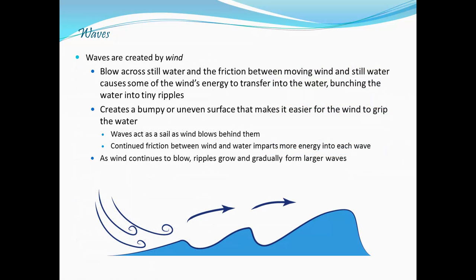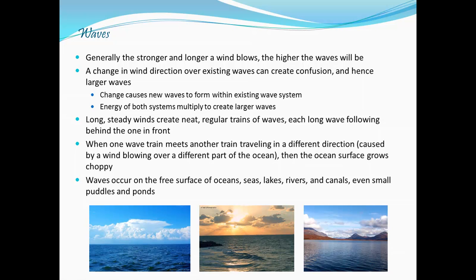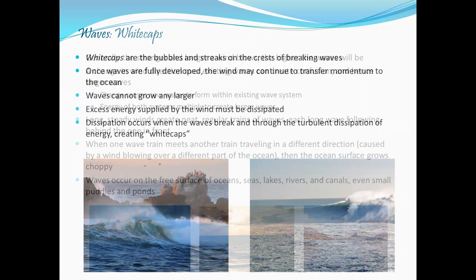When we think about waves, we're usually thinking about waves created by wind. Wind creates waves by blowing across water, creating friction and transferring its energy into the water. Generally, the stronger and longer a wind blows, the higher the waves will be. Waves occur on the surface of oceans, seas, lakes, rivers, canals, and even small puddles and ponds.